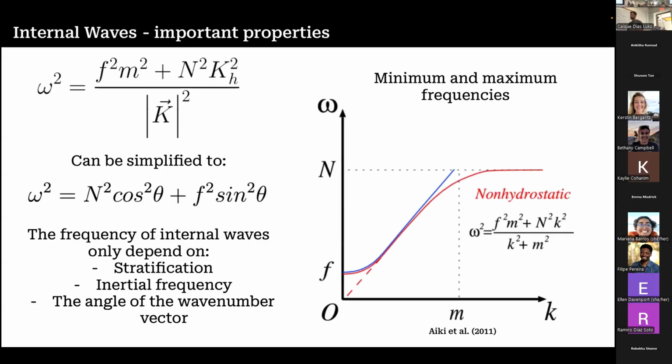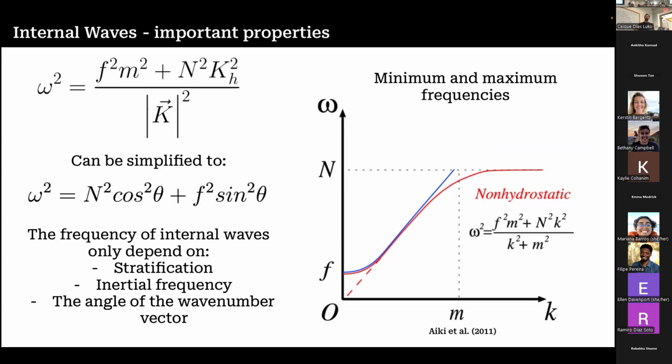And this relationship also gives us the range of existence of internal waves. They can only exist between F and N, between the inertial frequency and the buoyancy frequency. And this is like 95% true. This is like the simple scenario where we didn't consider a background flow.